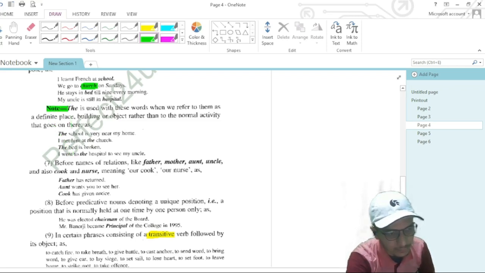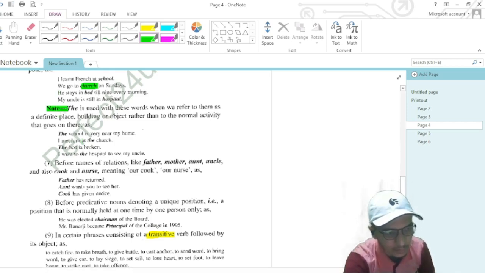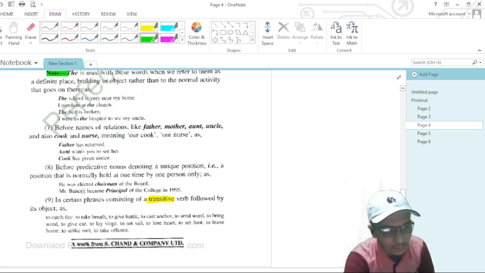So there are rules, but there are also exceptions relating to those rules. Those exceptions are written in the note. Articles are omitted before names of relations, like father, mother, aunt, uncle. Also cook, nurse, meaning our cook, our nurse, as in "Father has returned."